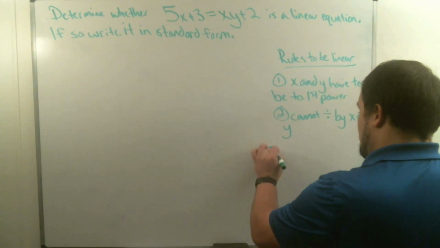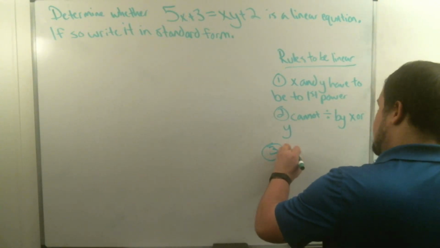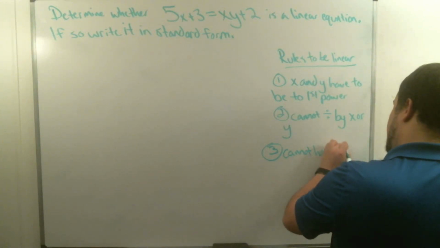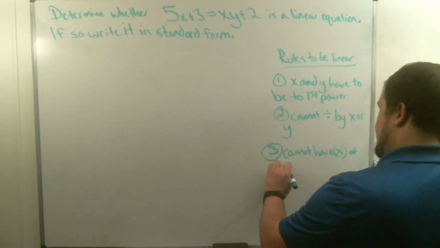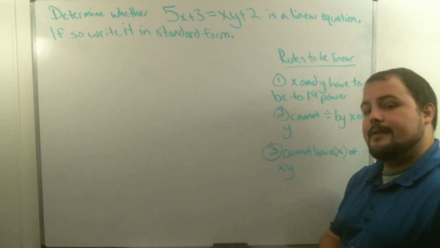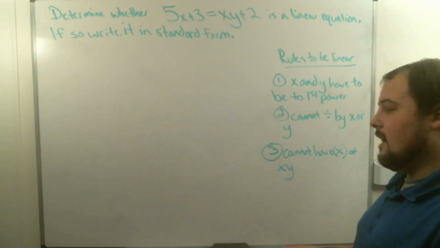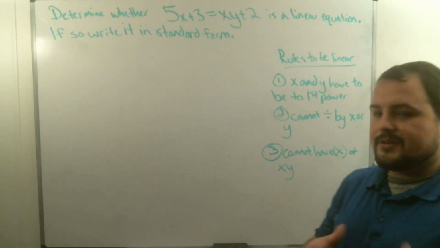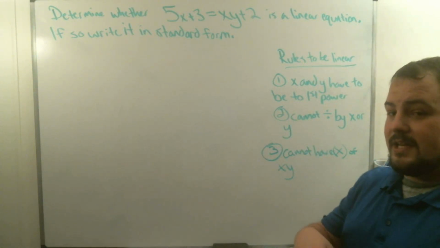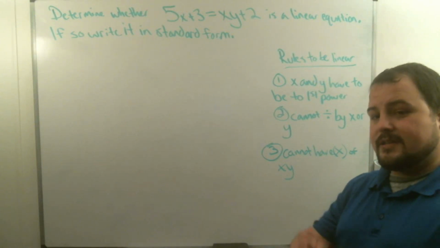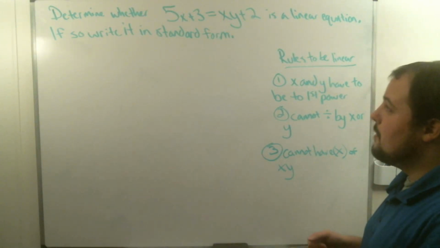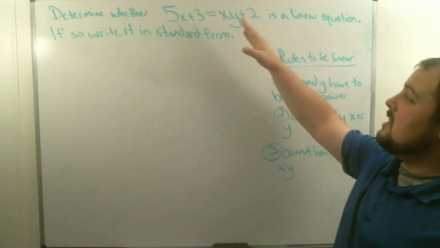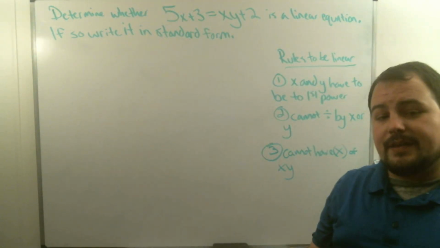And there's one more rule that I forgot to add. You cannot have multiplication of x and y. So we cannot have x and y multiplied by each other either. So technically there's 3 rules that you have to be able to say, okay, this doesn't happen, okay, we're good to go. So looking at this, we don't have x and y multiplying here, but we do have x and y multiplying there.